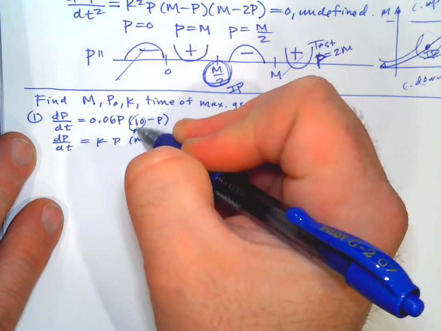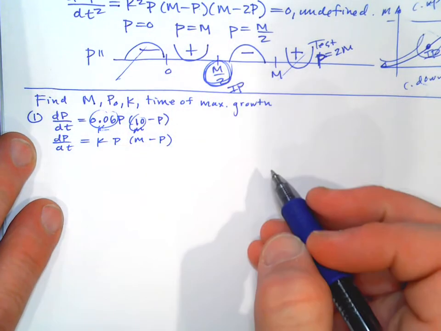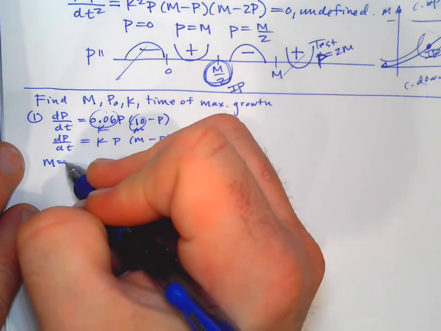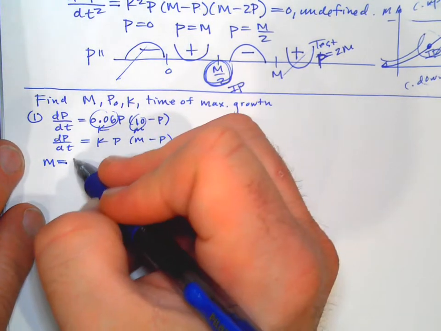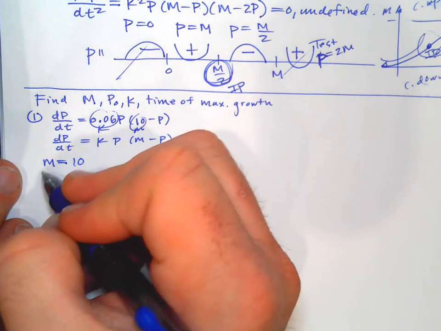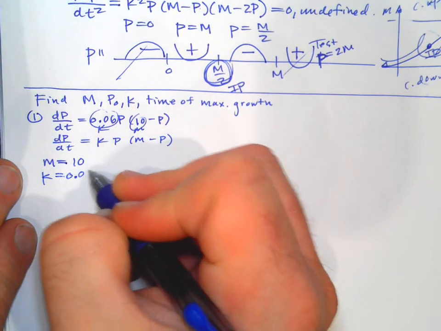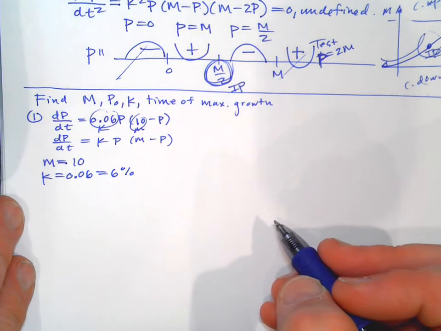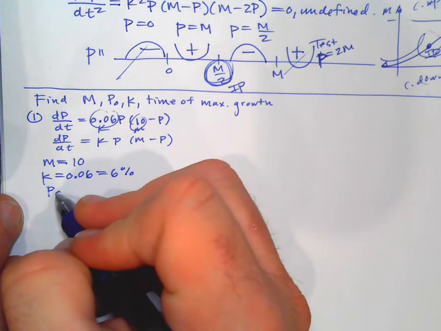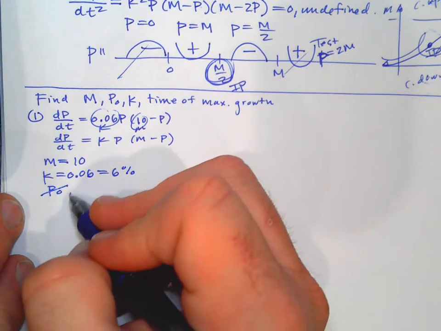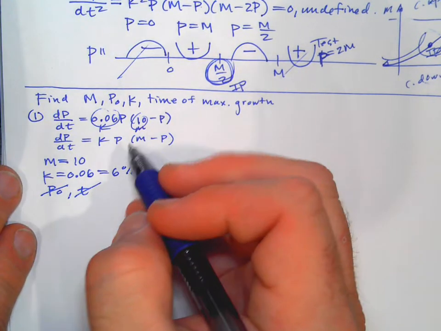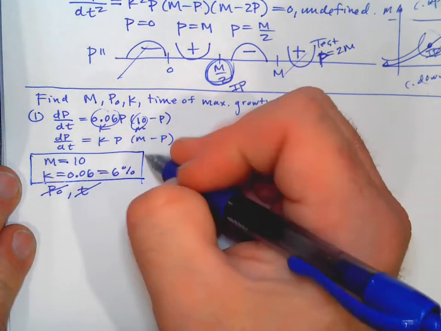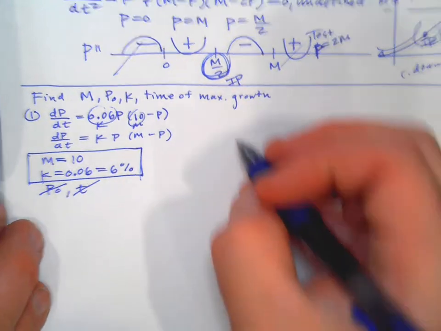So this is your M, that's your K, right? And so that's a couple of the things. M equals 10, K equals 0.06, or often growth rates are described as a percent, 6%. We're not going to worry about the initial population or the time because we haven't been given that information. So on these ones, this is all I want. Let's do another one.